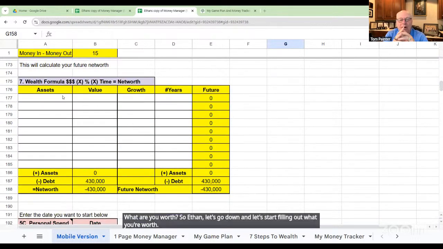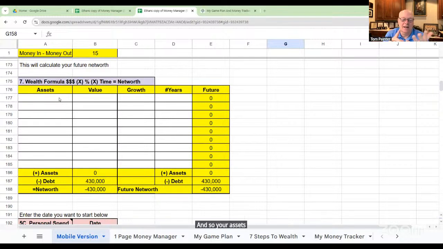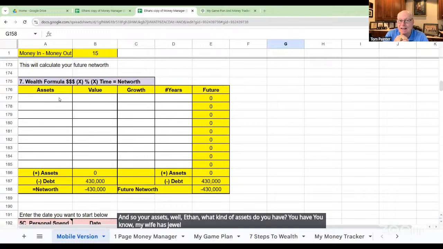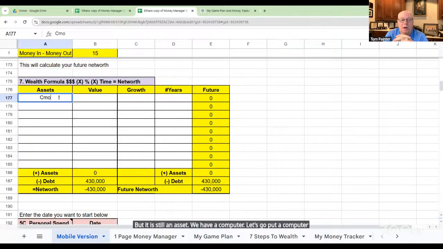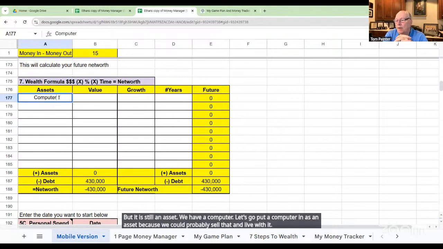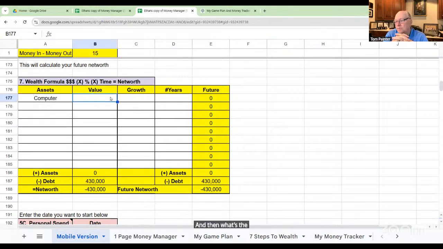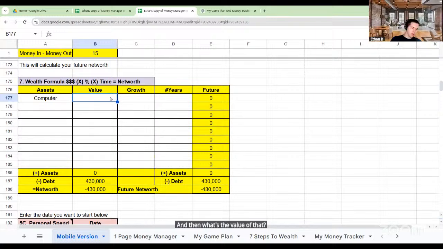And so, your assets. Well, Ethan, what kind of assets do you have? My wife has jewelry, but she's never going to sell it, but it's still an asset. It's not an income producing asset, but it is still an asset. We have a computer. Let's put a computer in as an asset, because we could probably sell that and live with it. And then what's the value of that?